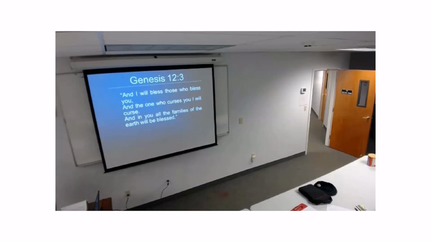And then you have the last one, again, another proto-euangelion. In you, all the families of the earth will be blessed. So it is through Abraham that God chooses to place his favor. And we see that culminate in the coming of Christ, who is a descendant of Abraham. And then through him, the Gentiles as well.